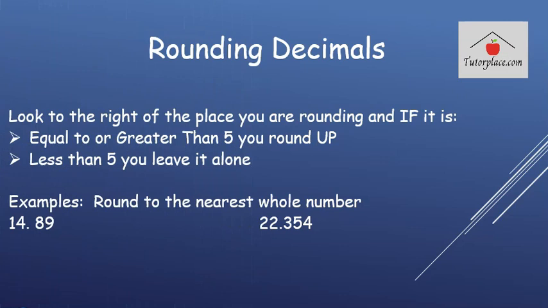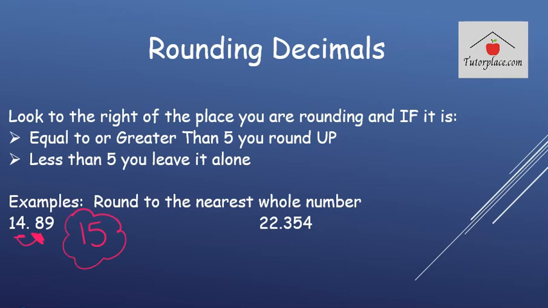Again, we round up if it is greater than 5, and you round down if it's less than 5. So if we're rounding, this particular problem says round to the nearest whole number. So our whole number position would be this 14. So we're going to look to the right. To the right of the 14 is the 8. 8 is higher than 5, so that means it rounds up to a 15.